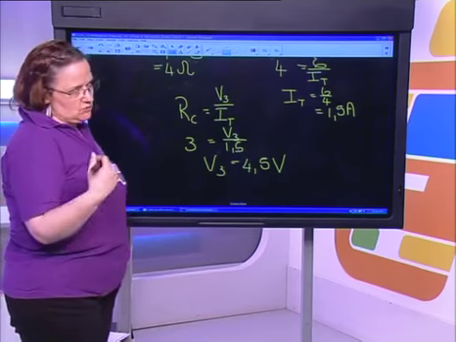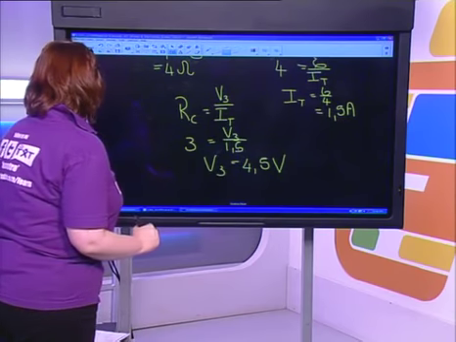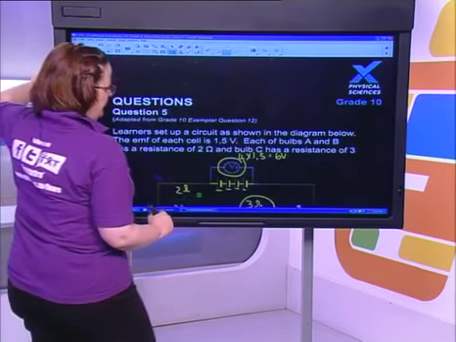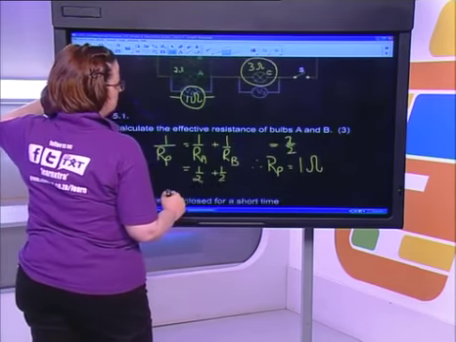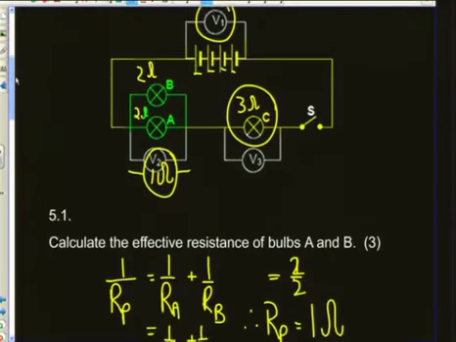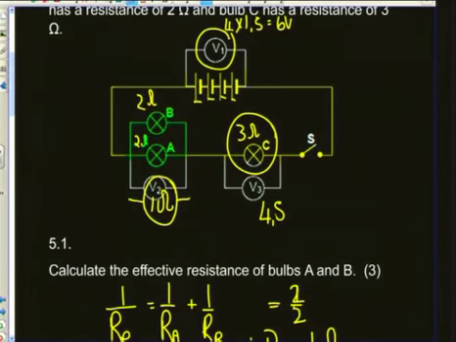This is one of those times when you really just have to be quite logical about it. So now I'm going to go back to my diagram. So that worked out to be 4.5 volts. My I total is 1.5 amps, and my switch was closed.